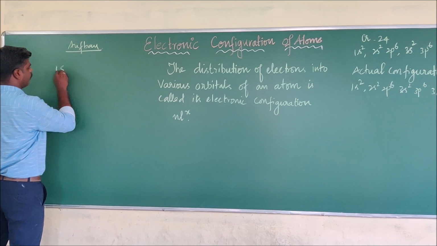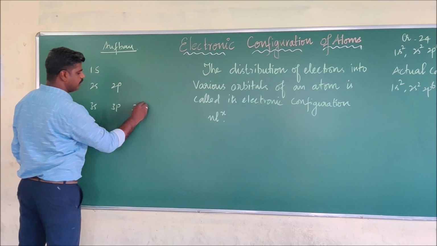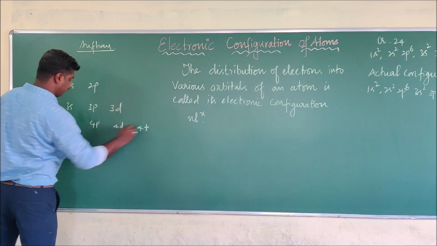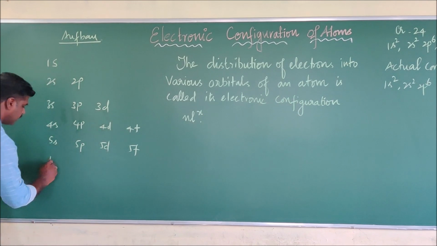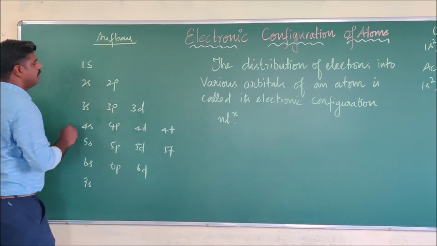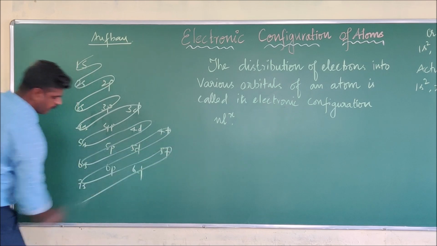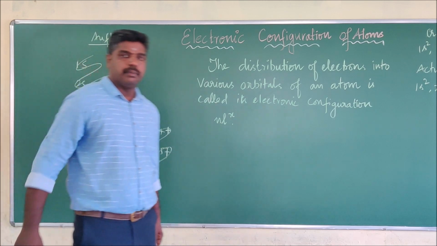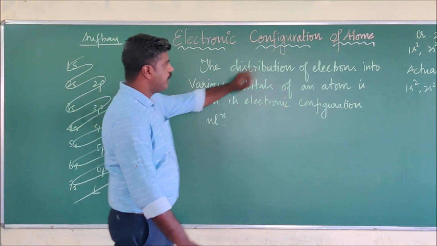Let us take 1s, 2s, 2p, 3s, 3p, 4s, 4p, 4d, 4f, 5s, 5p, 5d, 5f, 6s, 6p, 6d, 7s. Okay, let me start the Aufbau principle. So this is called the Aufbau principle. With the help of this Aufbau principle, we are going to write the electronic configuration of atoms.